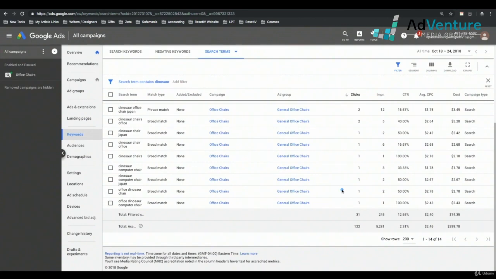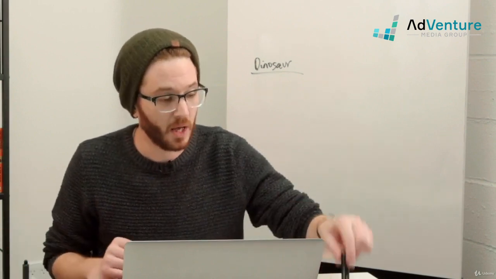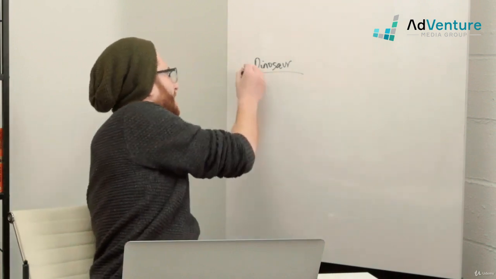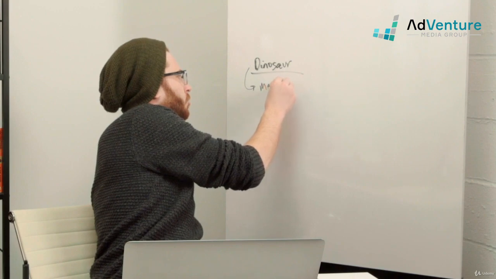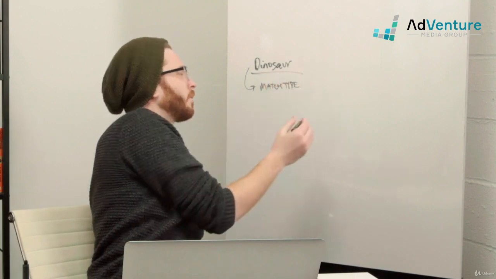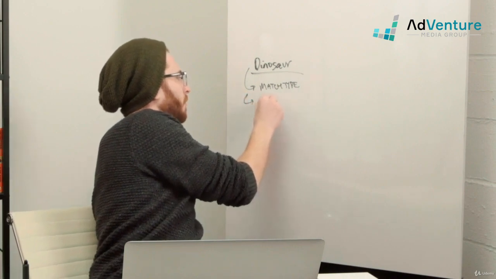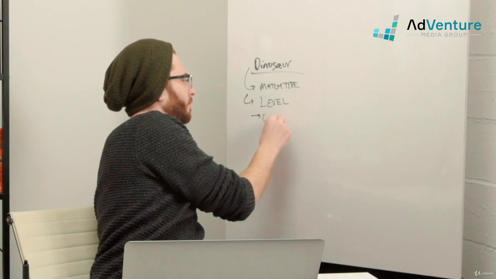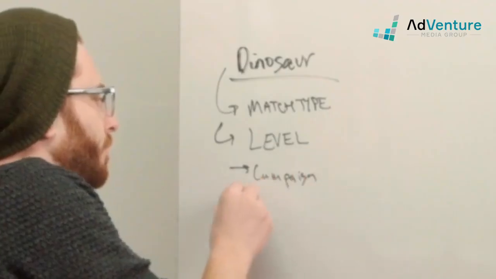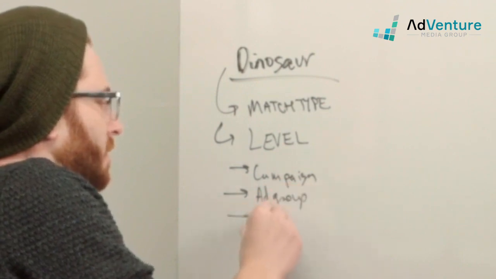So I would go to Google, I would figure out what is a dinosaur chair, what are people looking for. So let's just pretend we don't sell that, right? We want to add dinosaur as a negative keyword. The question is, if we want to add this as a negative, what match type should we be adding it as? Not only what match type, but what level do we want to add it at? Is it going to be a campaign, ad group, or a negative keyword list?